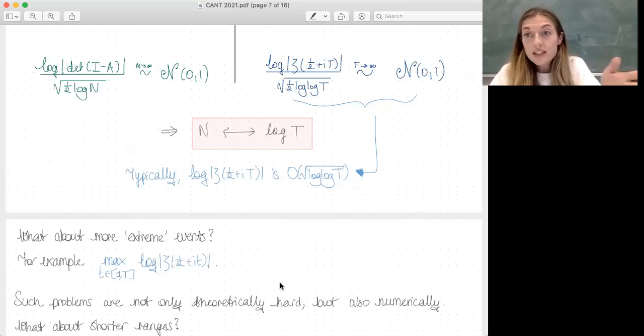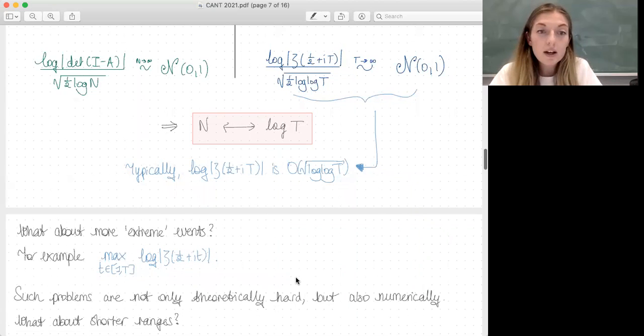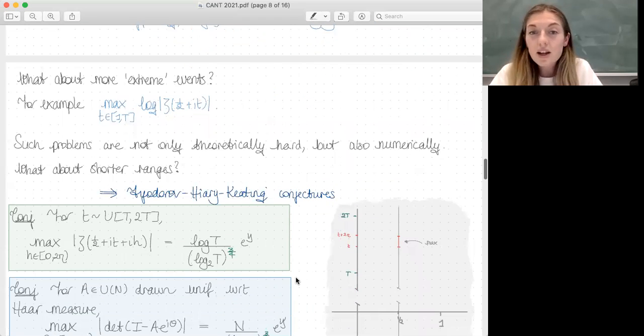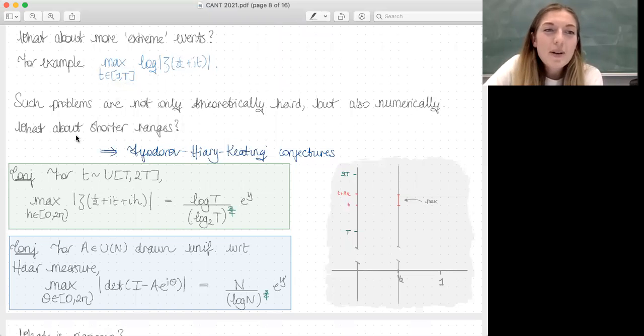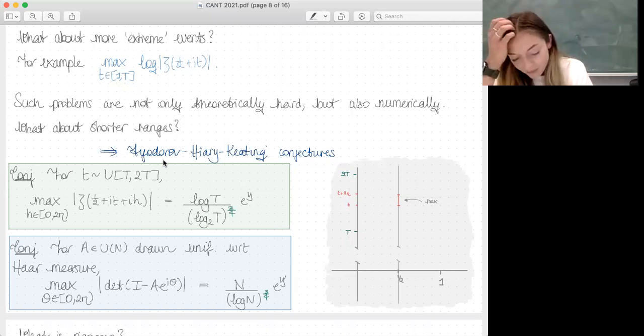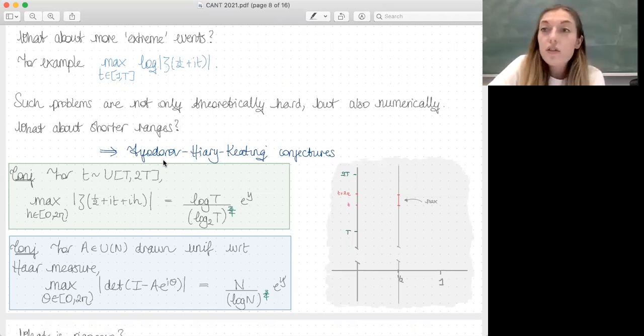So you might want to investigate numerically. But again, this is very difficult. This is a very large haystack and a very small needle. This is an extreme event and a very long range. So let's make the problem a bit more tractable. Let's make our haystack smaller and actually make our haystack random. I'll stop the analogy now. So this is shorter ranges. This is the focus of the Fyodorov-Hiary-Keating conjectures, and I'll just abbreviate this to FHK henceforth.